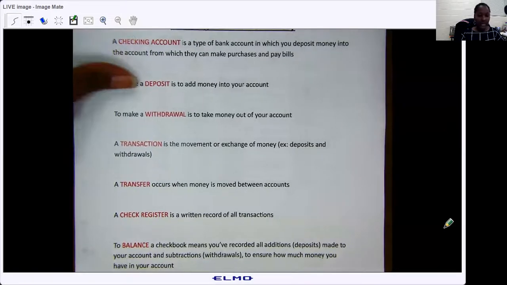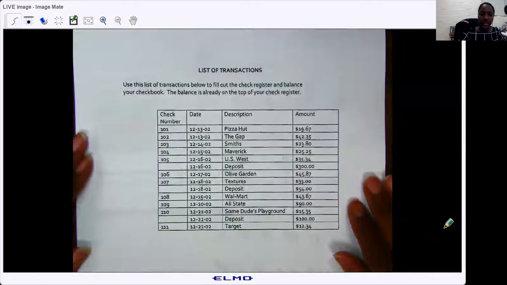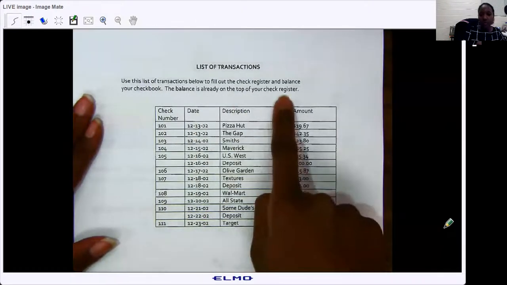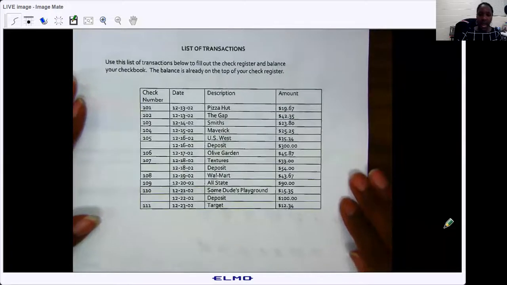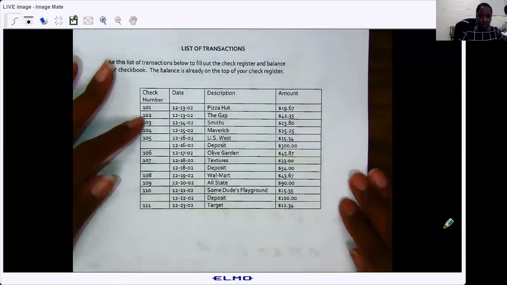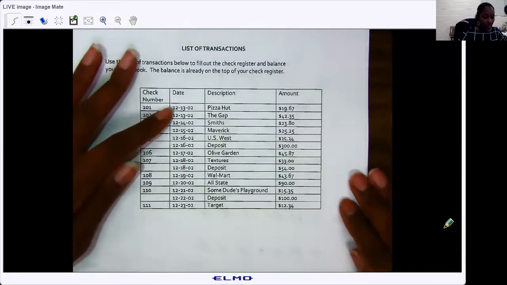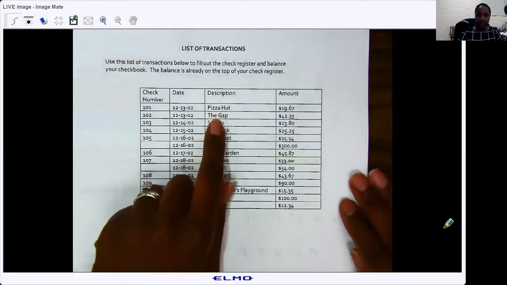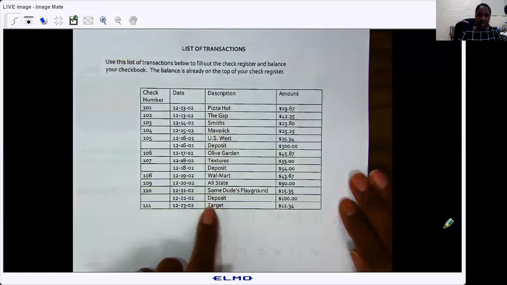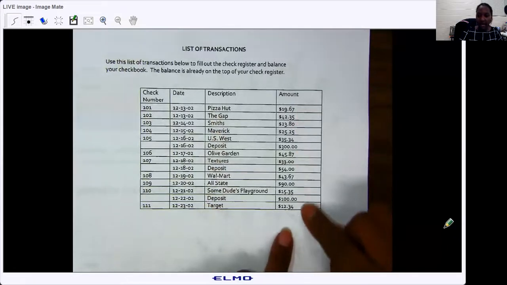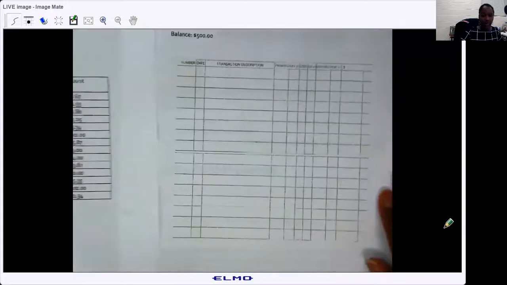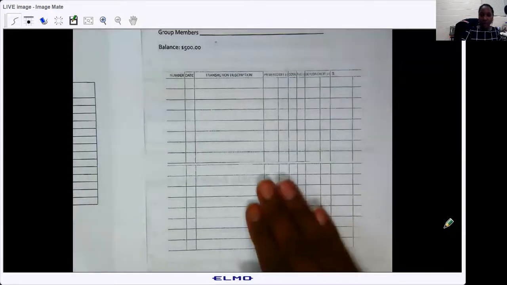Okay, so let's go ahead and take a look at that. We have a list of transactions, and they want us to use these transactions to balance our check registrar. Let's take a look at what we have. We have check numbers over here. We have dates of when the transactions happen. Here are our transactions. Looks like we were eating out a lot here. And then these were the amounts that we had. Now, these transactions, we're going to tally them for our bank registrar.